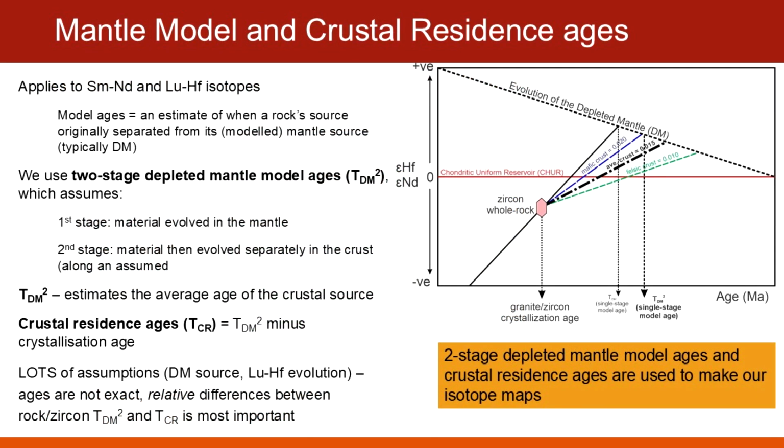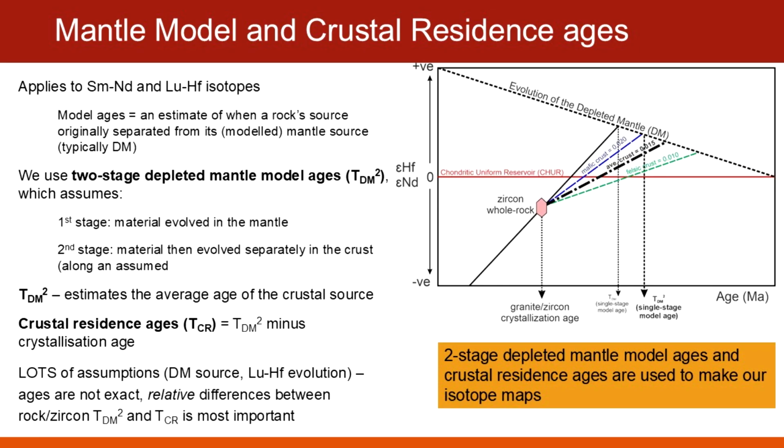And just a quick 1 minute, because I don't have much time, these terms that we use, epsilon hafnium, epsilon neodymium, depleted mantle model ages, single stage versus two stage, and also crustal residence ages, there's a lot of assumptions that go into these. The main thing that is the most useful is actually the crystallization age of the rock. So that thing is a robust absolute age, whereas everything else that we calculate has a whole lot of inherent assumptions built into it.